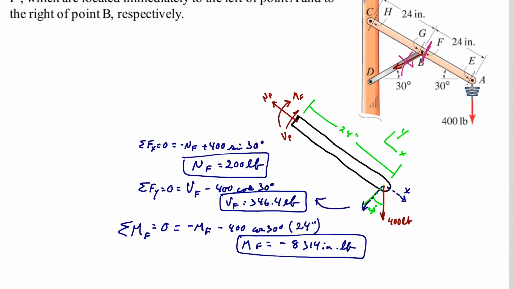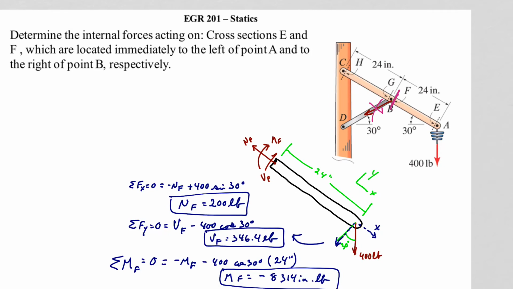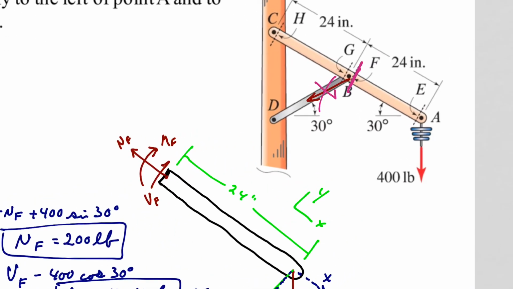Okay, so that was very interesting. We solved the problem for these two locations, here and here. The one thing we didn't do is ask what happens if we cut it on the other side of B, just immediately to the left of B. So let's take a look at cut G and see how cut G varies from cut F.